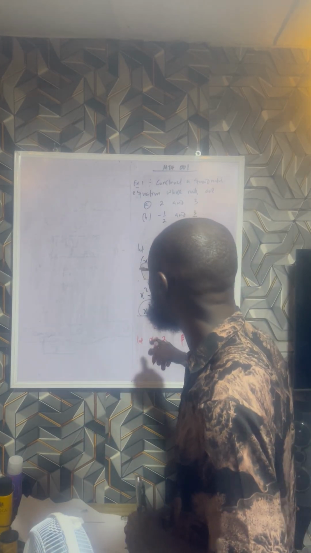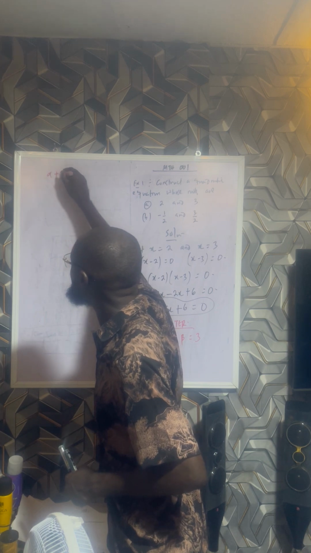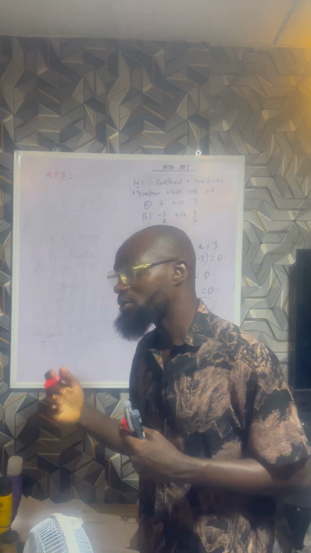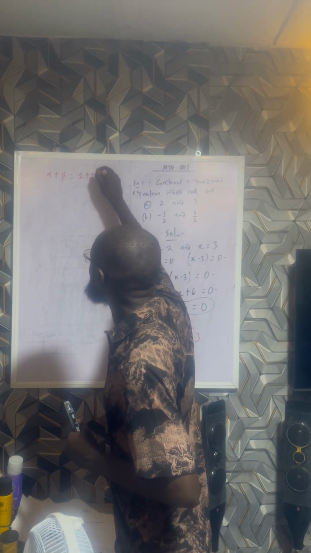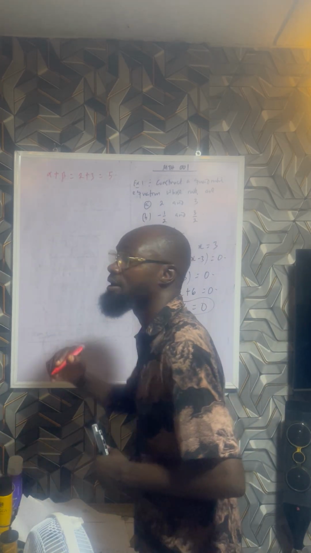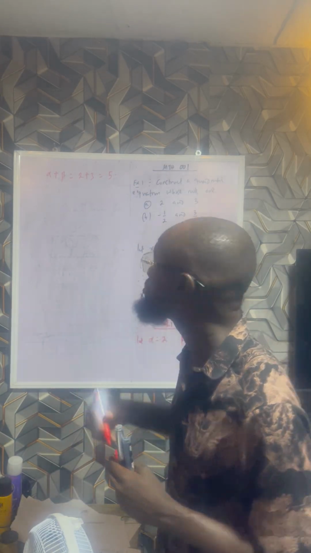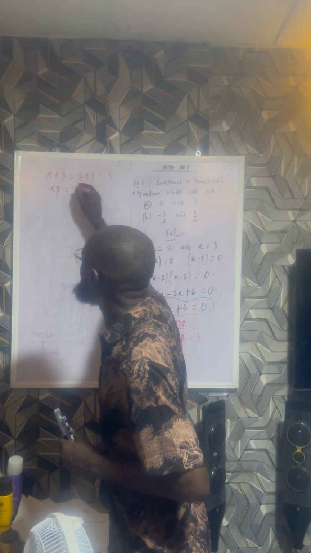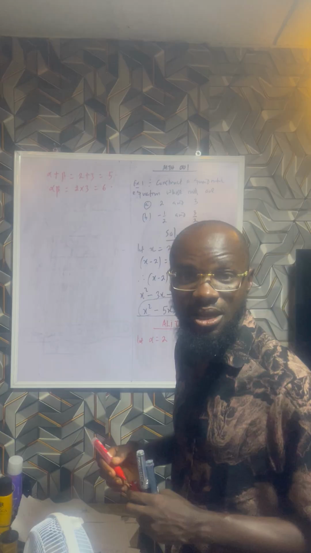So I'll find the sum of the two roots. I'll look for what is alpha plus beta. When I say alpha plus beta, it is like saying what is 2 plus 3, and my answer will be 5. Then again, I can find the product of the roots by saying what is alpha multiplied by beta. That will be 2 multiplying 3, which will give me 6.